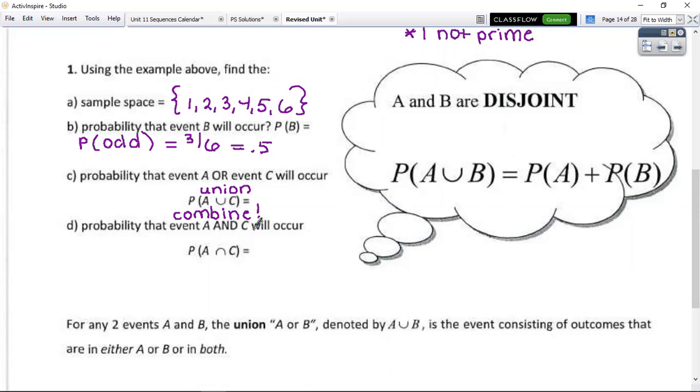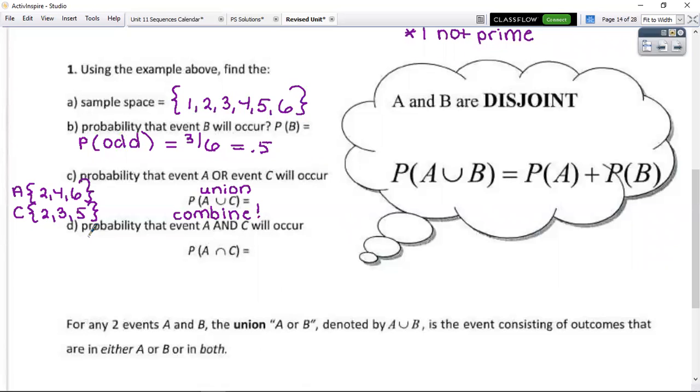So the probability for event A, I need that list down here somewhere again. So A must have been evens, correct? Thank you, 2, 4, 6. And then the sample space for C was my primes, which were 2, 3, and 5. We don't need to obviously list the 2 twice.